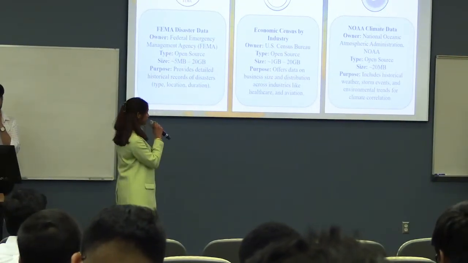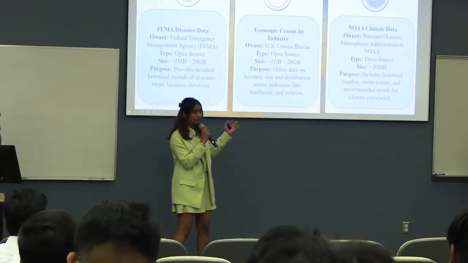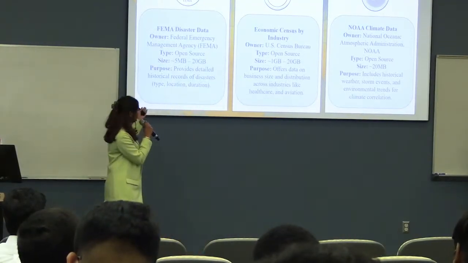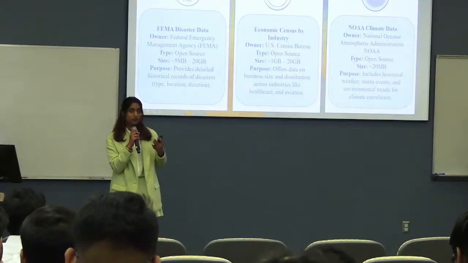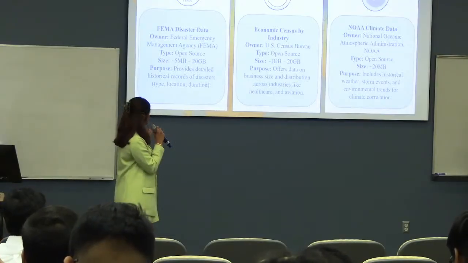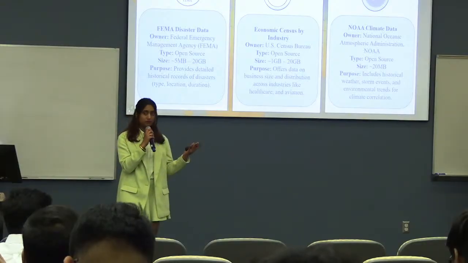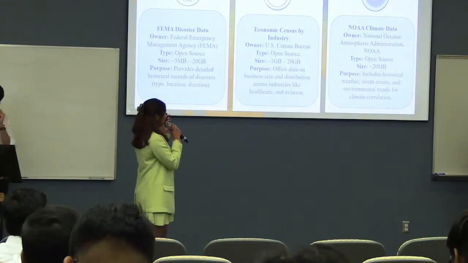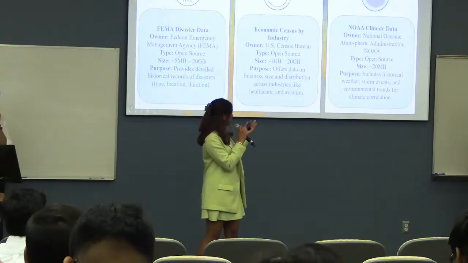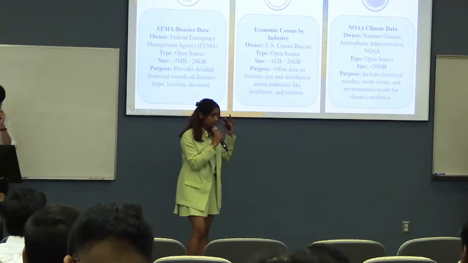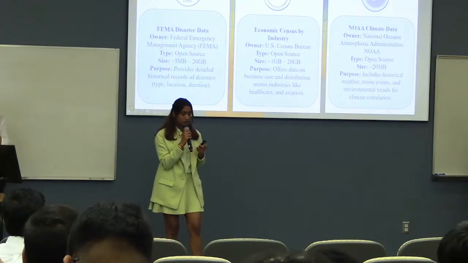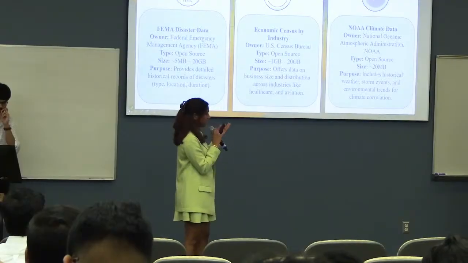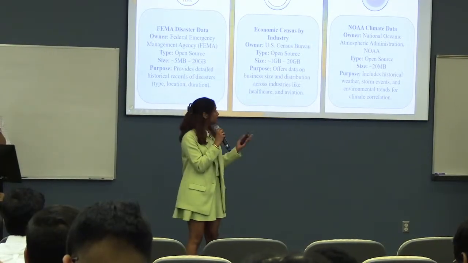So mainly we have worked with 3 data sets in the entire project. The first data set is the FEMA data set, the Federal Emergency Management Agency, which has information about disasters and historical information about the location and time of the different disasters. And then next we have the economic census by industry, wherein we have information about the different kinds of business sectors we have dealt with. So we mainly focus on 4 sectors in this project, that is aviation, healthcare, water, and power supply.